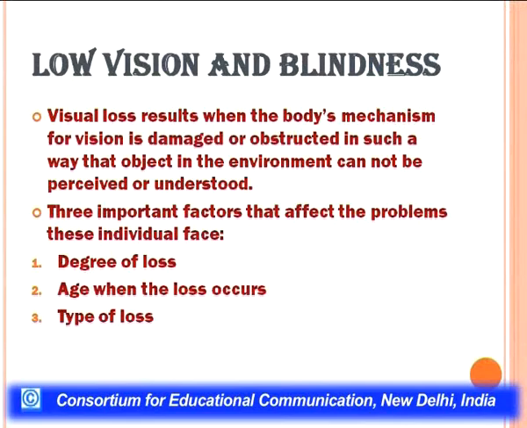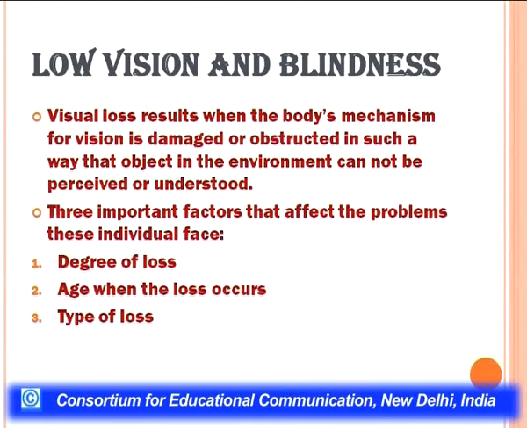Now I will discuss low vision and blindness. So low vision is visual loss that results when the body's mechanism for vision is damaged or obstructed in such a way that objects in the environment cannot be perceived or understood. There are three important factors that affect the problems these individuals face. The first is degree of loss, how much visual impairment is there.